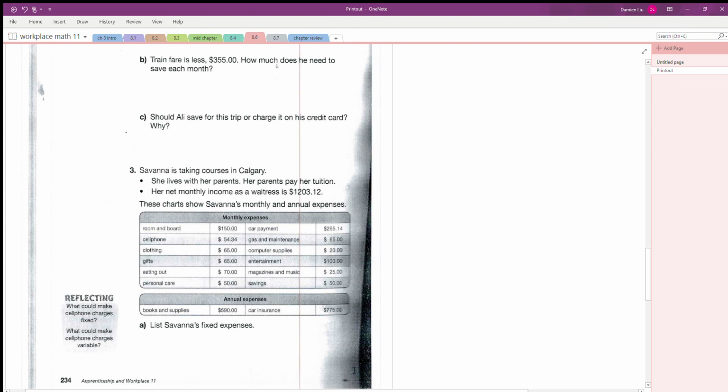Question number 3. Savannah is taking courses in Calgary. She lives with her parents. Her parents pay her tuition. Her net monthly income as a waitress is $1,203.12. These charts show Savannah's monthly and annual expenses. All right, so here we go with what her monthly expenses are here, and here are her annual expenses.